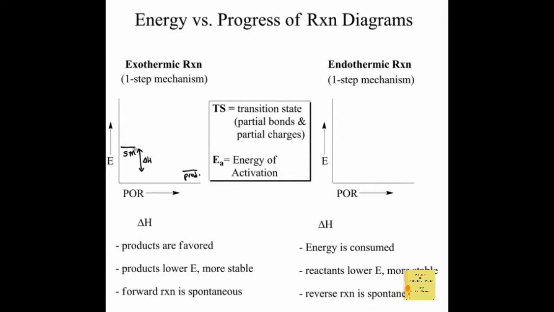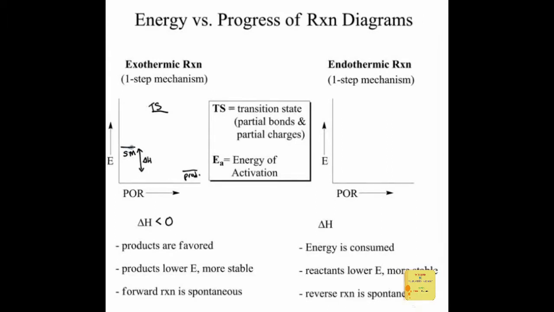So in this case, because we started at a higher number and ended at a lower number, our delta H is less than 0. That's how we define an exothermic reaction. Now, the pathway to get from the starting material to product is not just simply a downhill run. We need to go through a high energy state called a transition state. TS stands for transition state. This is where we have a high energy complex. We have partial bonds, bonds that are starting to break, bonds that are starting to form, partial charges, charges that are developing or dissipating. That's what a transition state looks like.